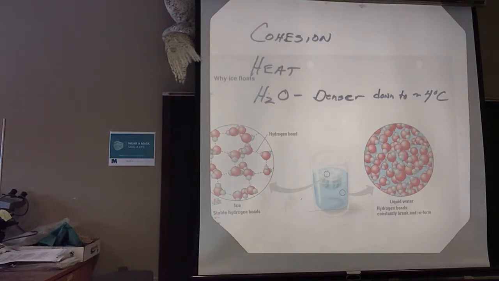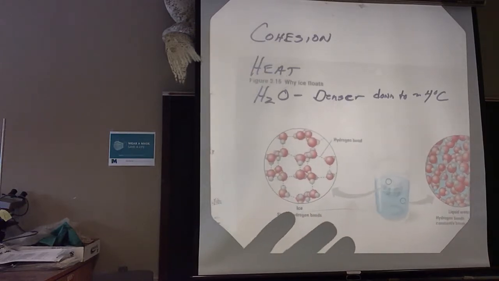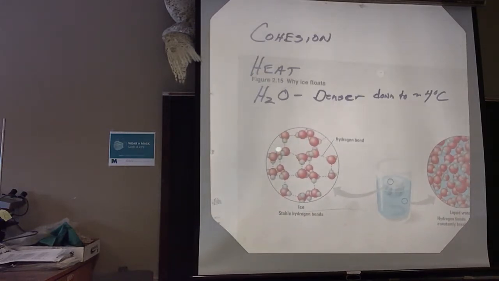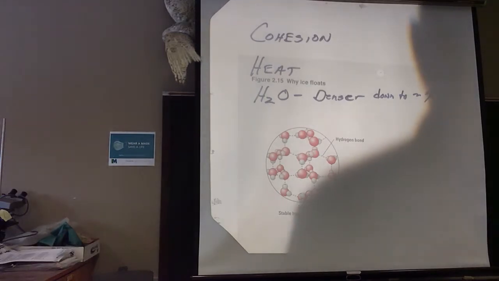In liquids, there's some connections, but they're moving too fast to sustain those for long. As they move slower, they can set themselves up with this latticework, stable hydrogen bonds, but it produces more space between the molecules.